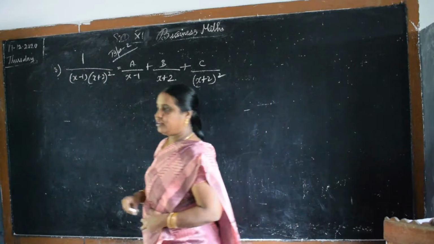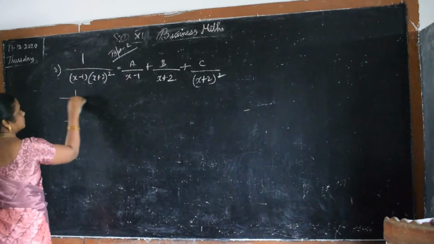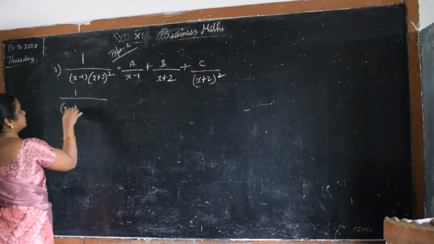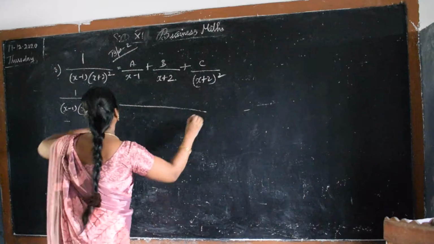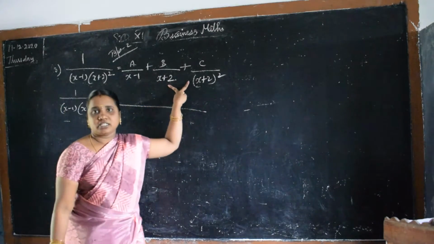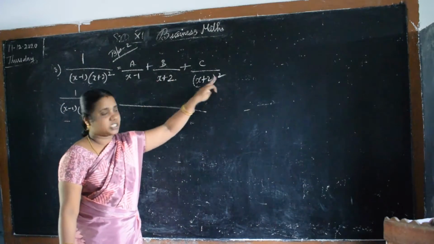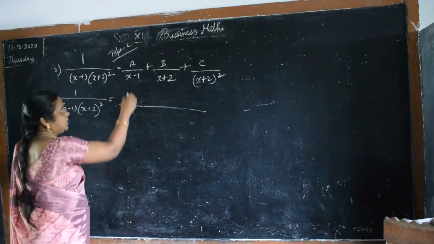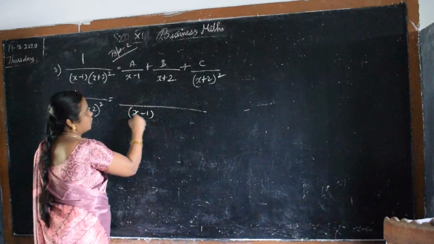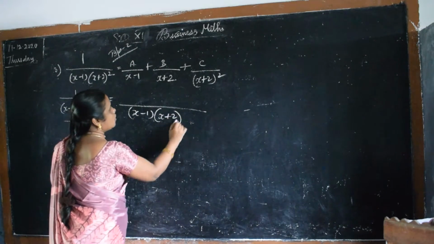Now as usual you have to take LCM. Now you take LCM for this. ரெண்டு காமனா இருக்குன்னா, you have to see which is the highest power எதுவோ அதான் எழுதணும். Which is the highest power here? Power 2. So this one you have to write here. இது அப்படியே எழுதிக்கோங்க. (x minus 1)(x plus 2) whole square.